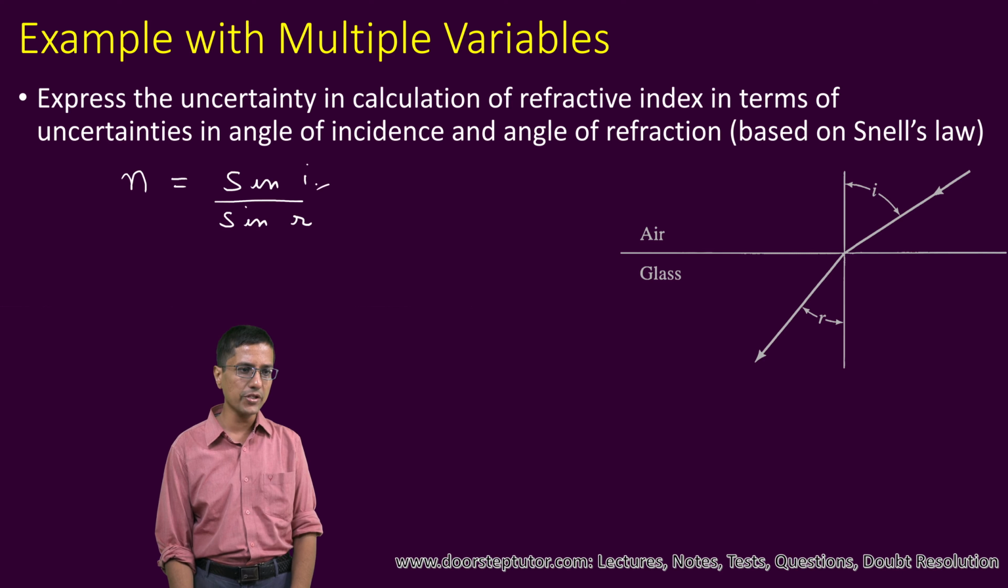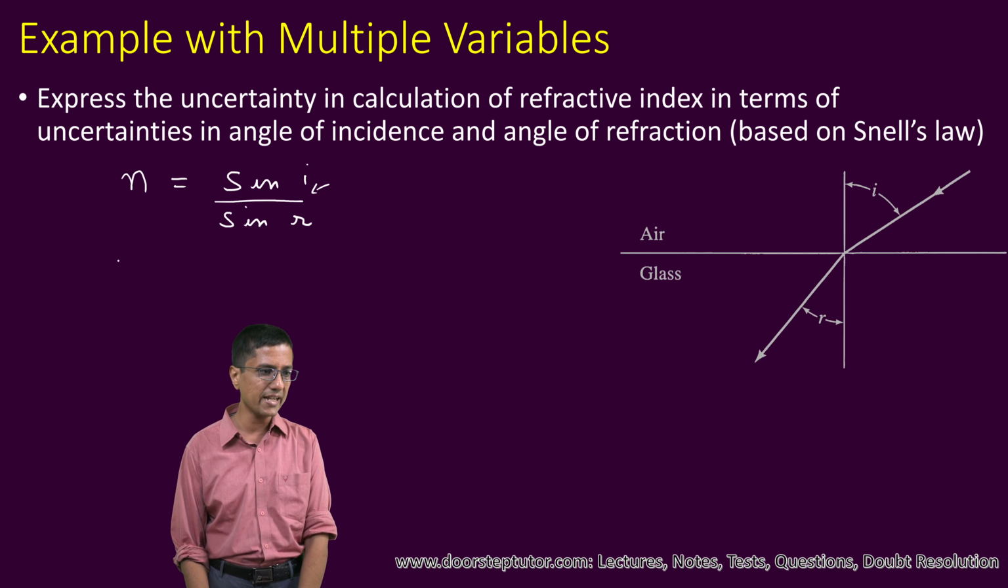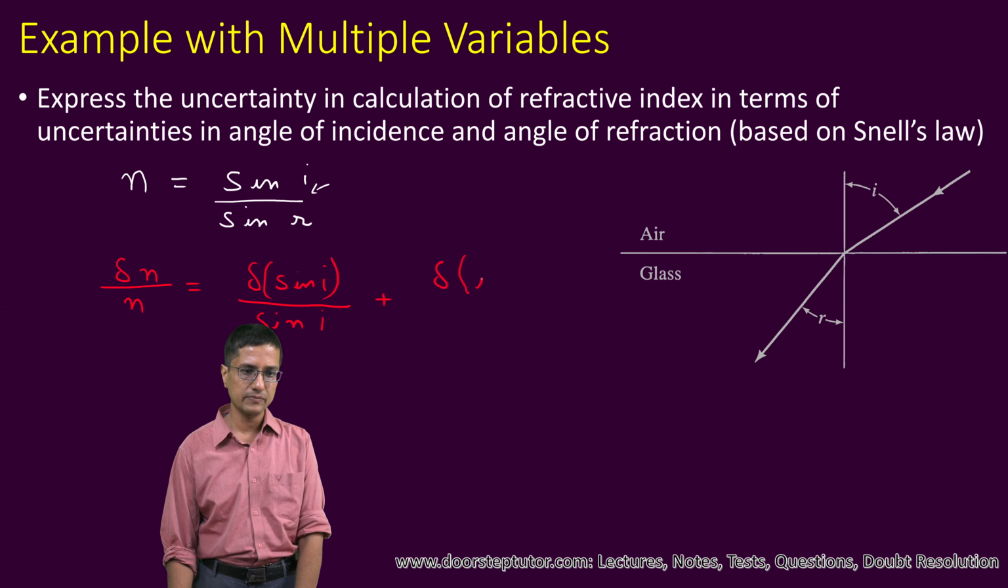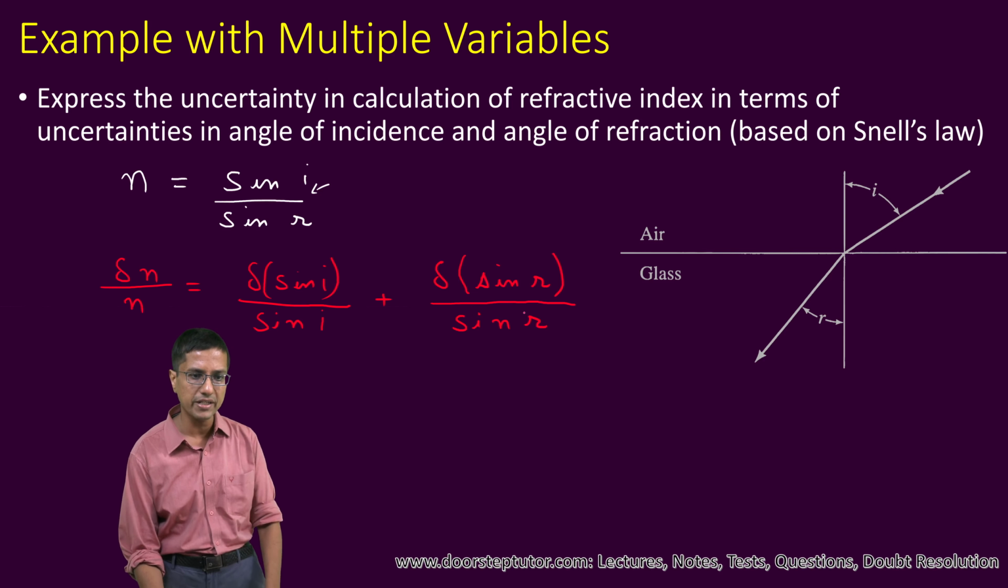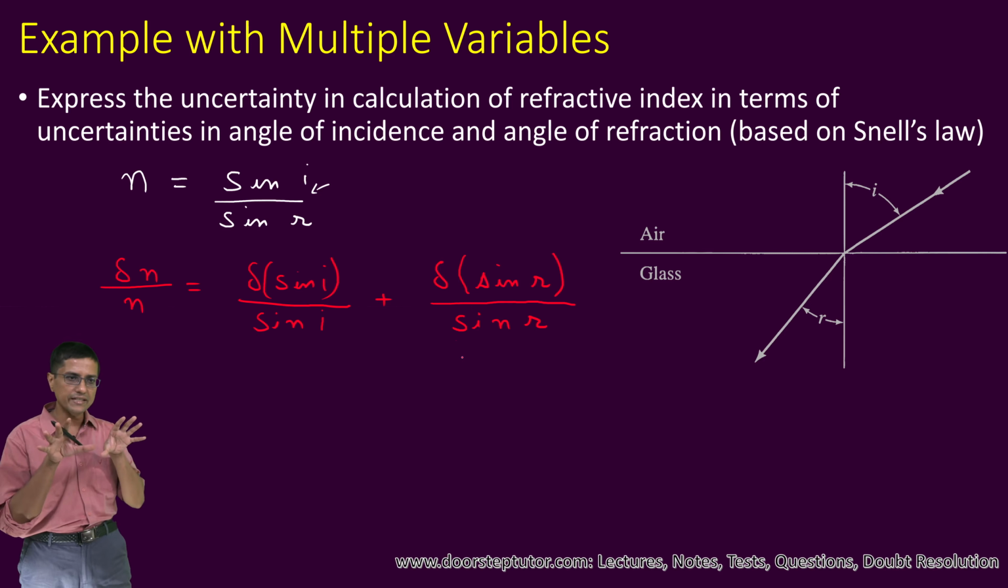So to begin with, let us first observe that this is just a division of two functions. So it is sin I by sin R. So we can use our division formula directly. So what we can write is the relative error delta n by n will actually be equal to the relative error in sin I, which is delta sin I divided by sin I, plus the relative error in this entire function, sin R, delta sin R divided by this sin R, because this is relative error. So this is the relative error in sin I, and that is the relative error in sin R. We have to divide it by their respective values. So this is the absolute error delta sin R, and once we divide it by sin R itself, then we get the relative error. So that is the first step.